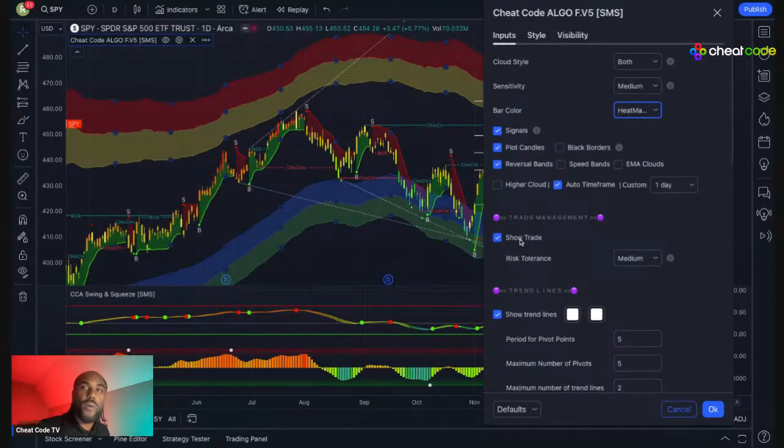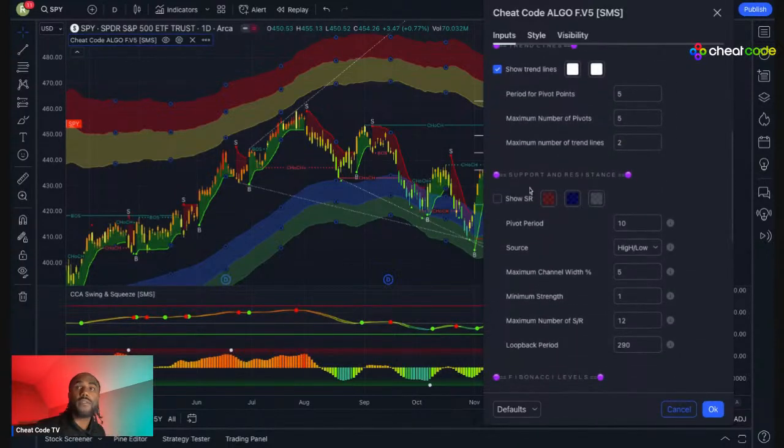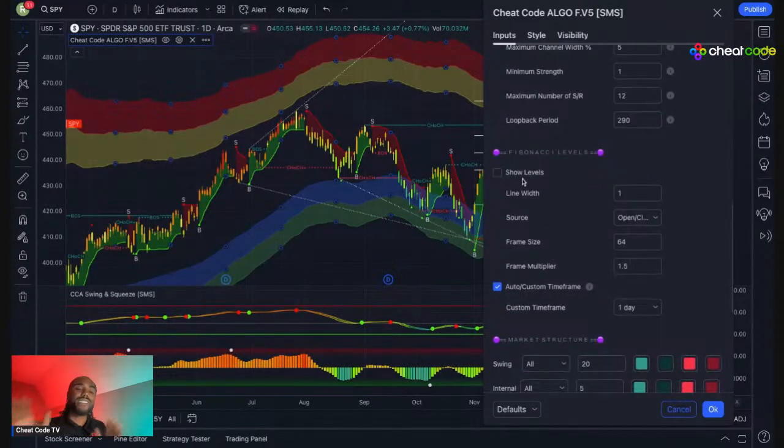Now, for me, I always like to check the trade management tool. I use the trend lines. We have support and resistance levels you all can plot on here as well. Fibonacci, like I said, that's like, hey, I got to double check that.